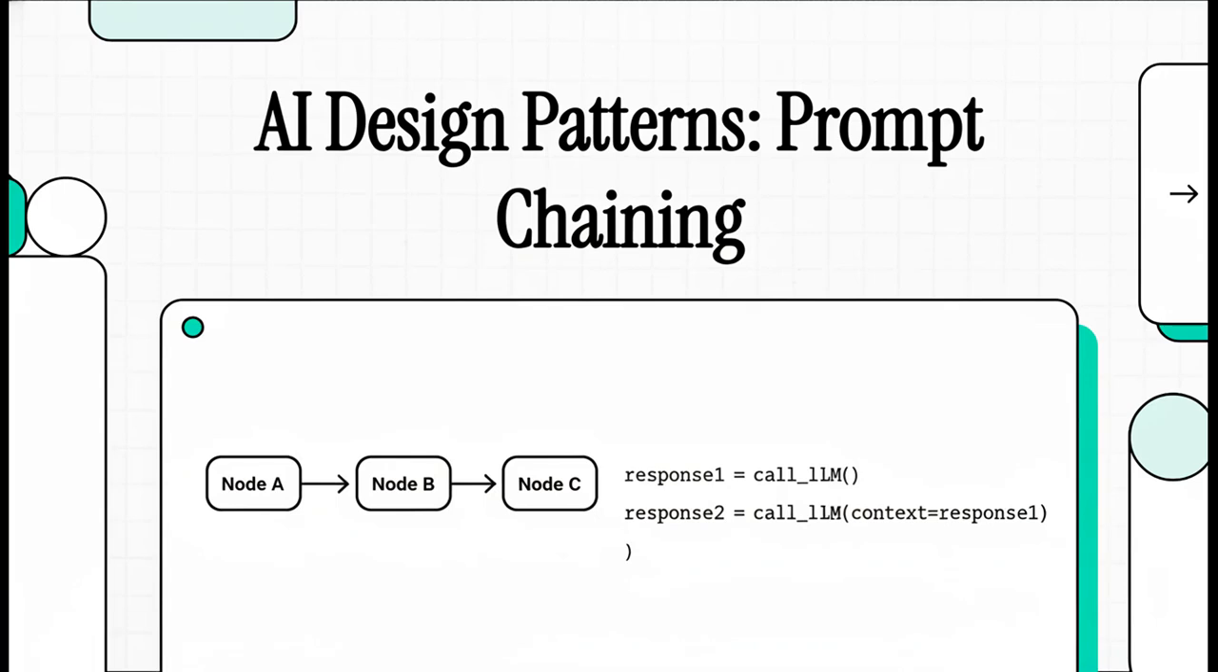All right, today we're going to dive into a really foundational AI design pattern. It's one that will fundamentally change how you build more complex AI workflows. It's called prompt chaining, and it is all about bringing structure and, more importantly, reliability to your applications.